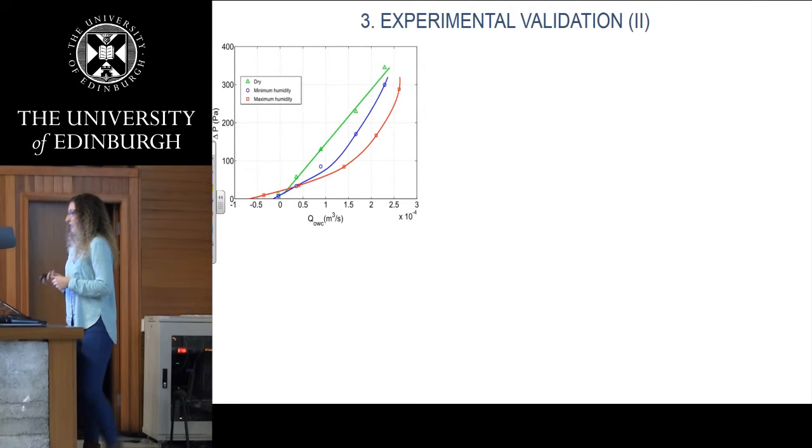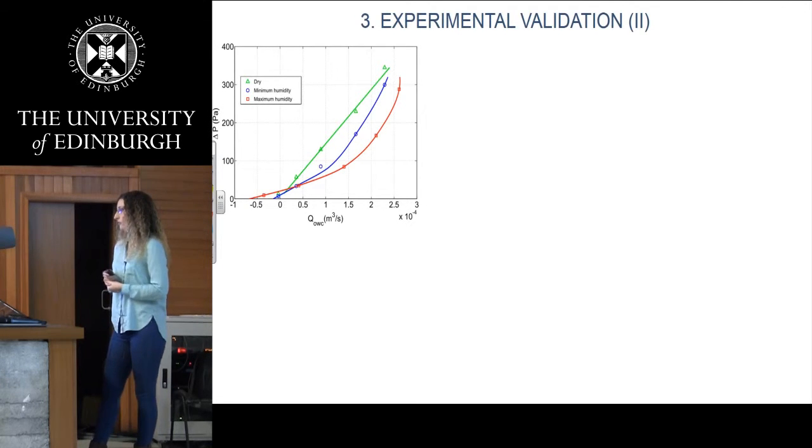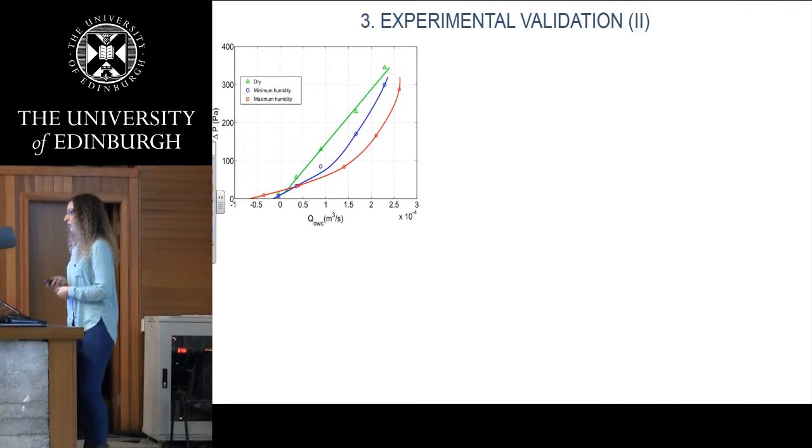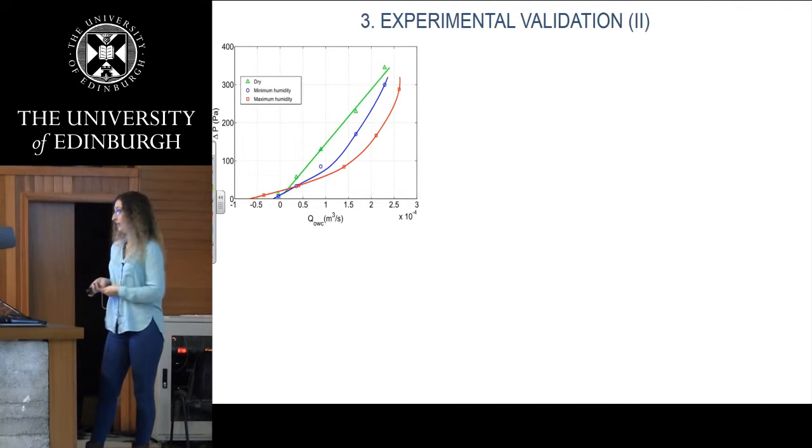So these were the measurements for pressure drop in front of airflow. You can see as I increased the humidity, the pressure drop was lower, which means a lower power in the turbine.